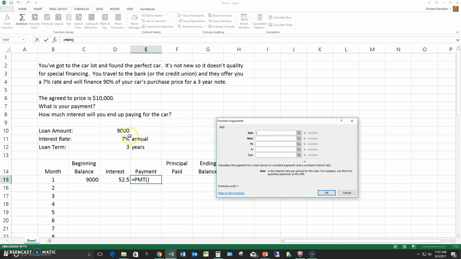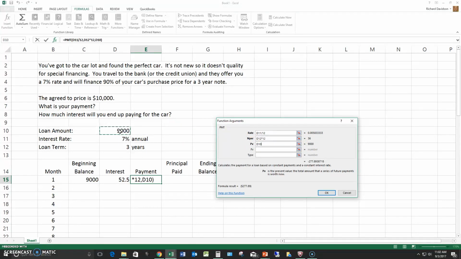So first we're going to go to our rate, which was 7%, but we're going to make that monthly, so we're going to divide it by 12. And Excel already gives you the answer here. It's a little over 5%. The number of periods is 3 years times 12 because there's 12 months in a year. Excel already tells us that's going to be 36. And the present value is the amount that we borrowed.